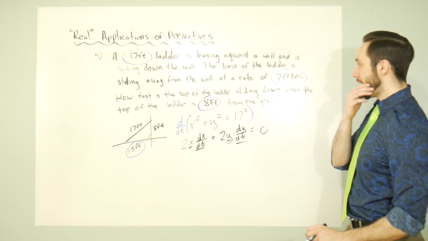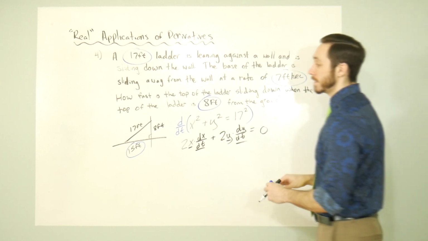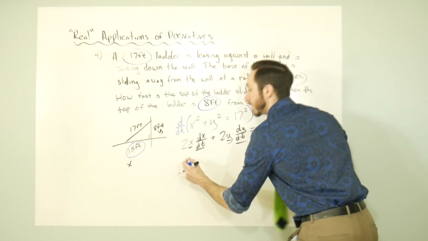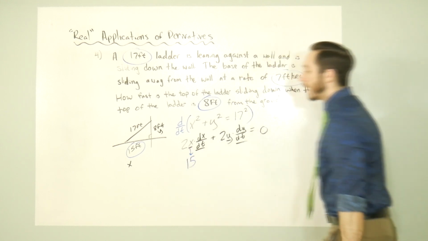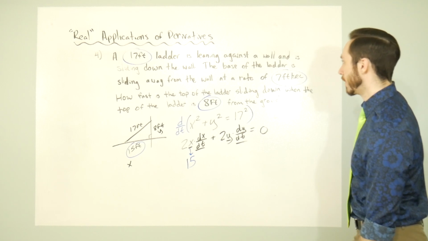Let's see if we have our x value. Our x value is going to be the base. So this is x and this is y. So it's going to be 15 for this x. Okay. dx/dt. Do I happen to know that, or is that what I'm looking for?